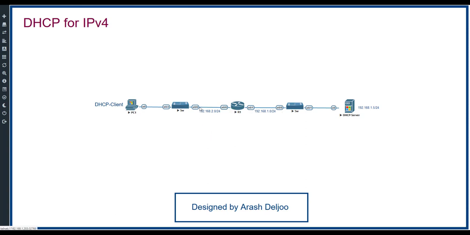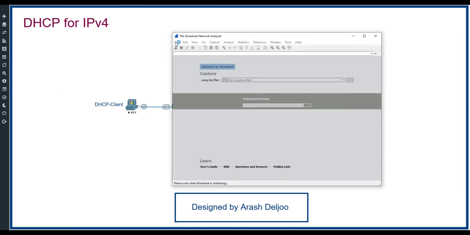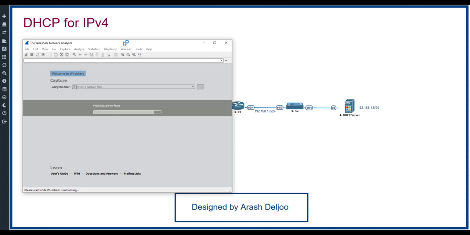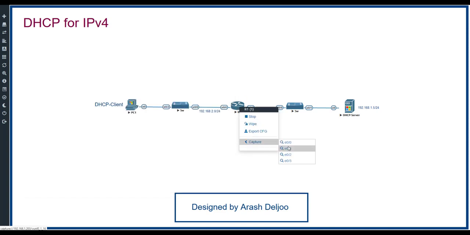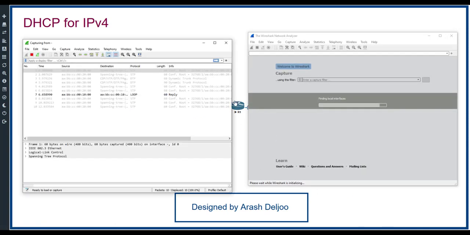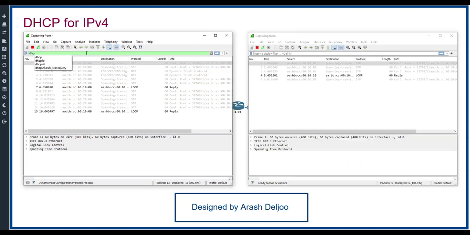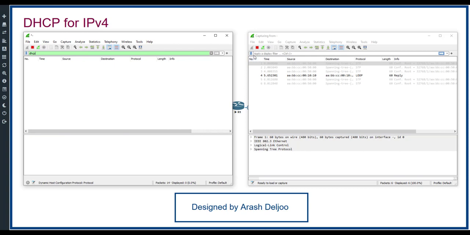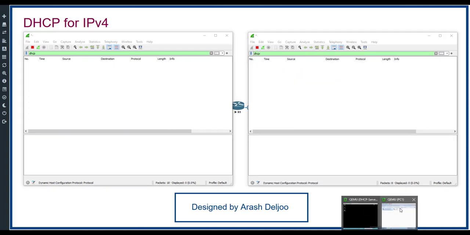Let me show you. Assume that I'm going to capture both ETH0/0 and ETH0/1, because I'm going to compare these two captures with each other. This is the capture of ETH0/0, and after that this is the capture of ETH0/1. After that, I'm trying to receive an IP address on the computer. Here you can see only DHCP messages, and also here only DHCP messages.